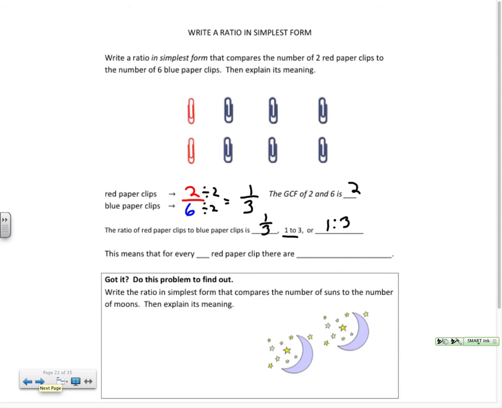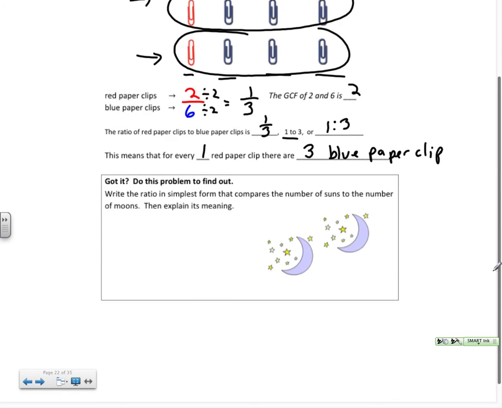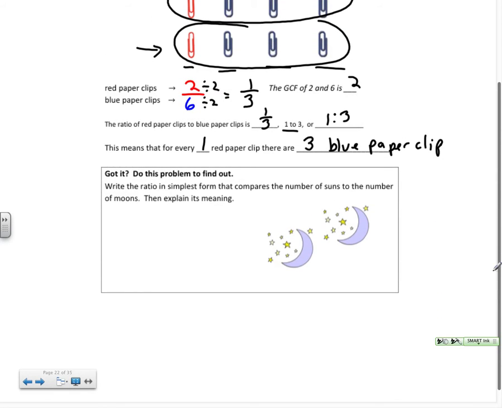This means that for every 1 red paper clip, there are 3 blue paper clips. And if I go back to grouping, this would be group 1 and this would be group 2. So in this group you can see for every 1 red there are 3 blue, and in this group for every 1 red there are 3 blue. All right, got it? Do this problem to find out. Go ahead, try this one on your own, and we'll talk about it when you get back.